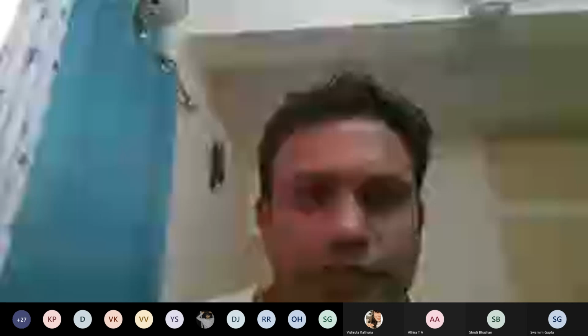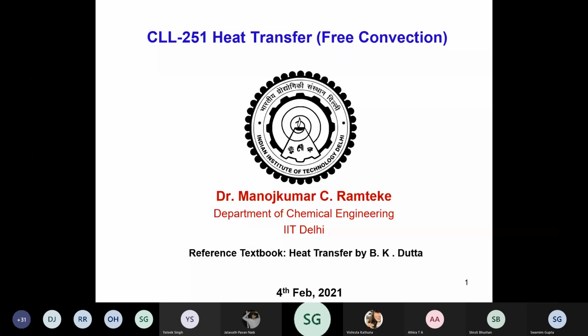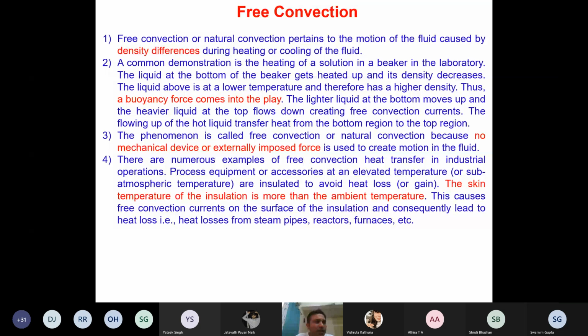So far we were looking at forced convection, where the flow of the liquid was caused by an external force or an external pressure difference. Now in free convection, the motion in the fluid is caused by the density difference during the heating or cooling of the fluid. So no external medium is used for inducing a flow or motion in the fluid.